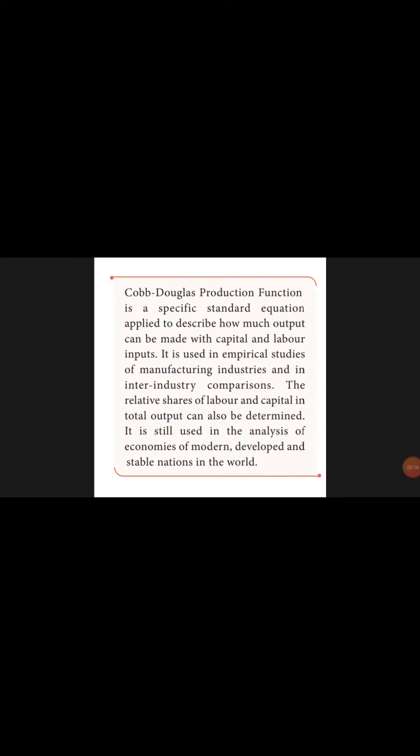This was first introduced by Charles W. Cobb and Paul H. Douglas. On their names only, the law of the function is defined. They were American, and they studied manufacturing. This experiment was done in the American manufacturing industry.